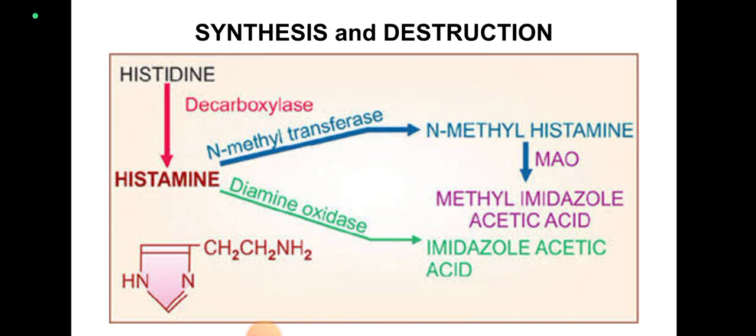Synthesis and destruction of histamine. Histamine is produced from histidine by an enzyme known as decarboxylase. It is degraded by either oxidation or methylation. As you can see in this diagram, N-methyltransferase converts histamine into N-methylhistamine and diamine oxidase converts it into imidazole acetic acid.